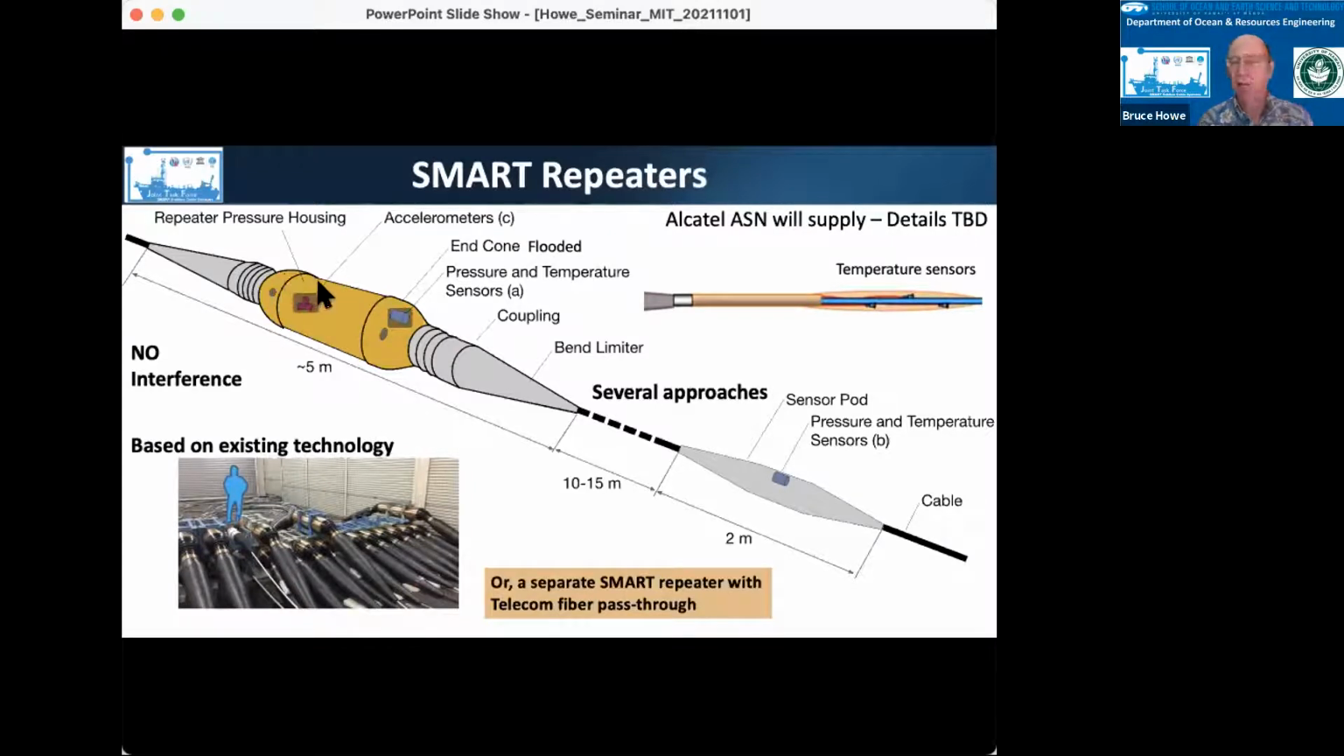And so the seismometers or accelerometers can clearly exist inside this housing. They do not need to be in contact with water, whereas the pressure and temperature sensors must be in contact with water in one way or another. And so they could either be inside the end bell and end cone, or offset in a separate sensor blister, if you will, or sensor pod. So as the first systems like Portugal are done, we will learn how that particular supplier intends to do it.